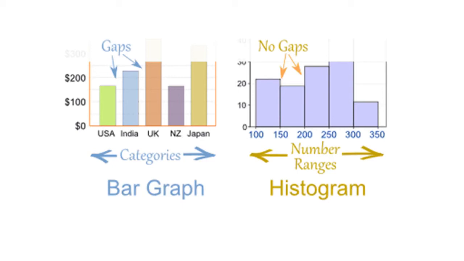Another important difference is that bar graphs have gaps between the bars because they're separate categories. There's no overlap. In a histogram, there's no gaps between the bars because they all belong on a continuous range. There's overlap between the numbers. So if there's gaps, that's a bar graph. If there's no gaps, that's a histogram.